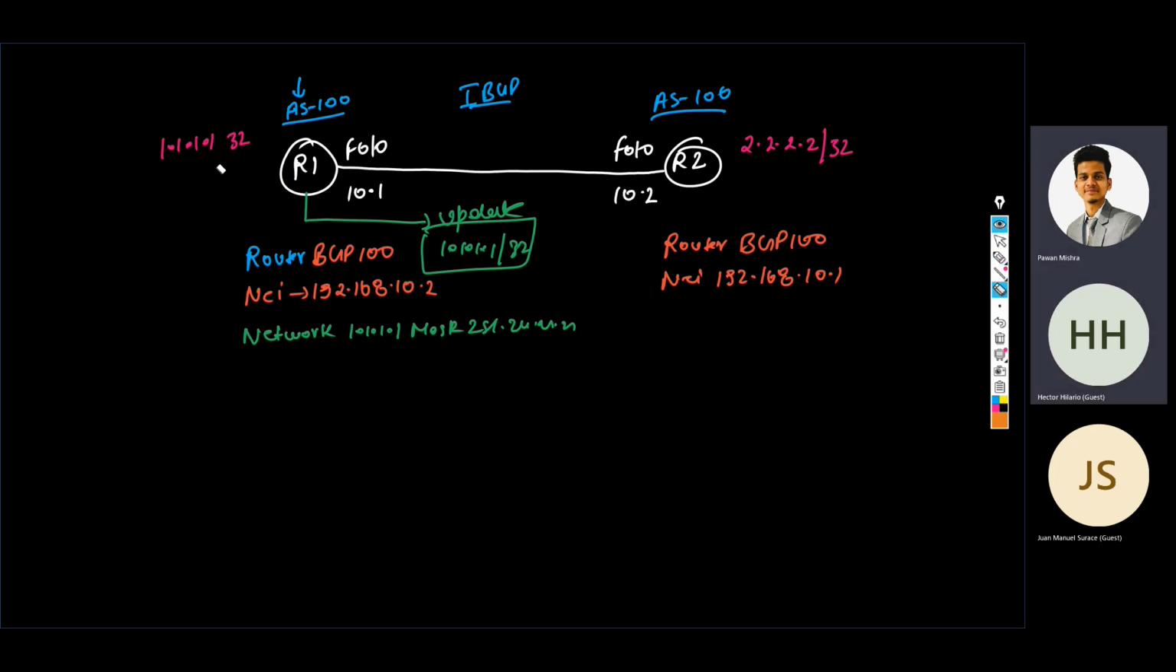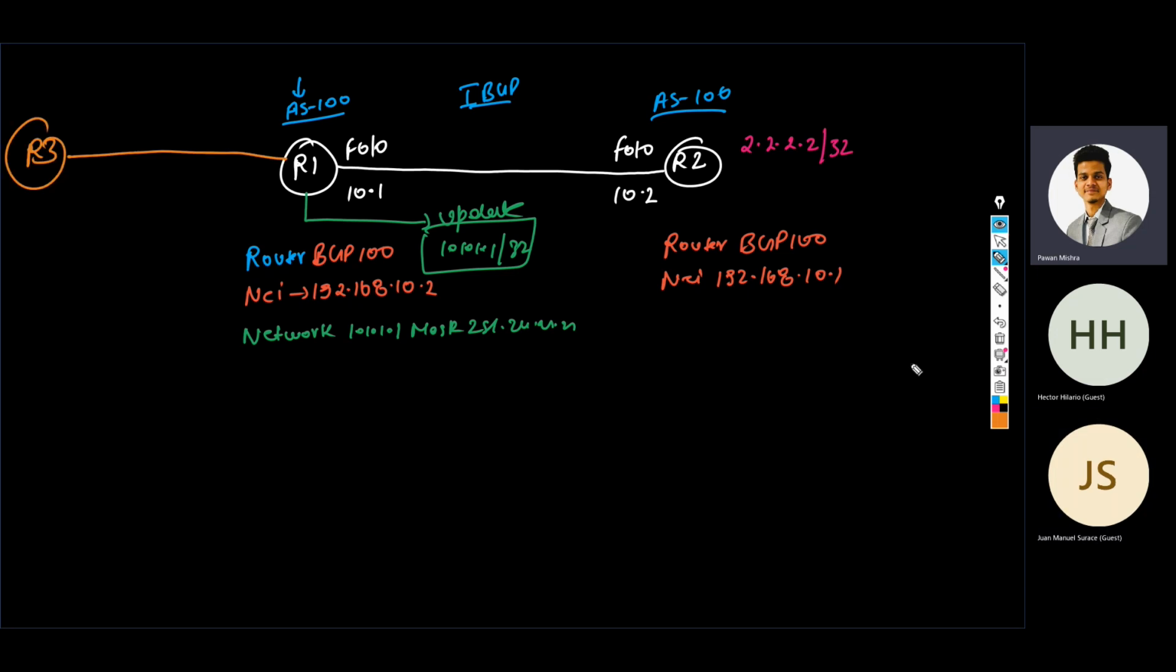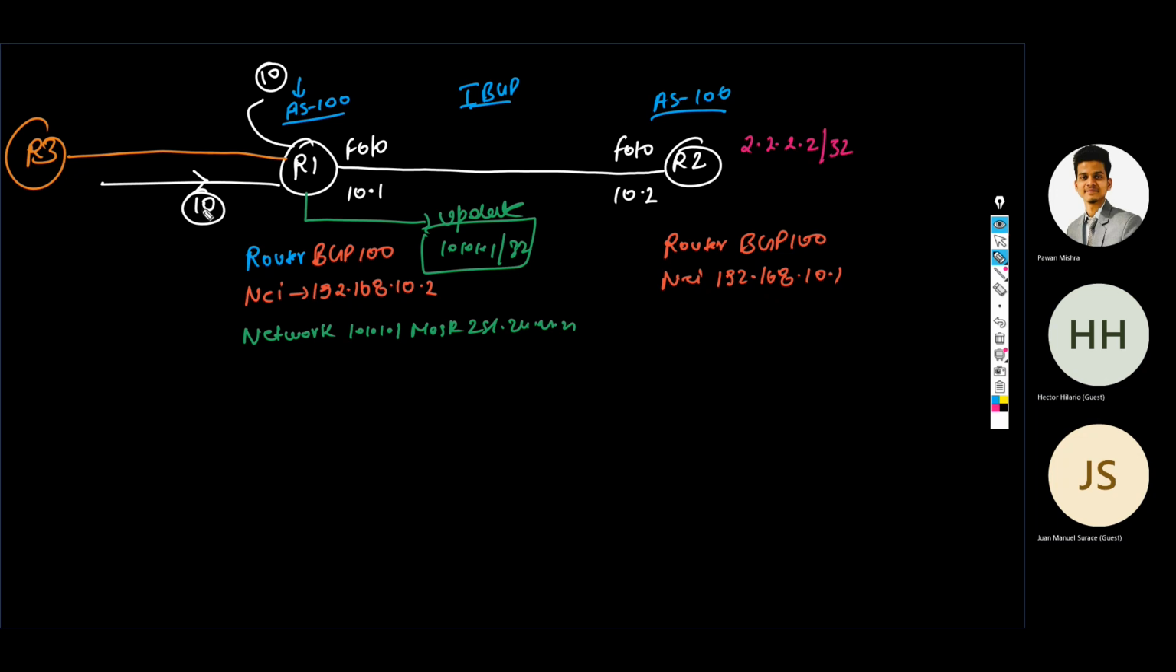Okay, let's take an example. Here we have one more router, that is R3. R3 is connected with R1, right? And let's say R1 router has 10 prefixes, correct? And R1 is also receiving 10 prefixes from R3, correct?